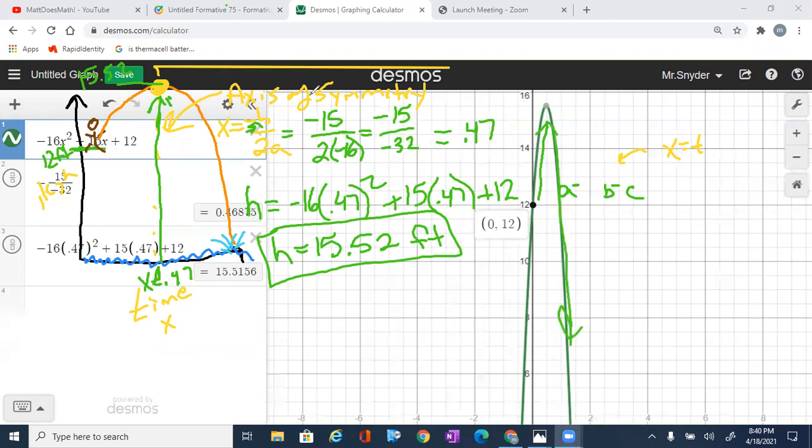But the important part is how high is he? So I'm going to click on it. You'll notice 0.469 or 0.47 and 15.516 or 15.52. All right, that's how we find the maximum height using the axis of symmetry and then plugging it into the equation to find the height.